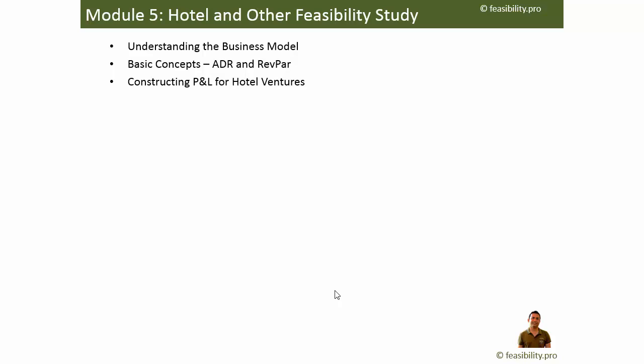Module 5, we will discuss the hotel feasibility study, understanding the business model of hotel, basic concepts like average daily rate, RevPAR, constructing profit and loss for hotel ventures, hotel feasibility study. We will be doing a feasibility study for hotel. We will also be discussing some other leisure properties and hospitality properties like resorts or water park or some of these types of asset classes.